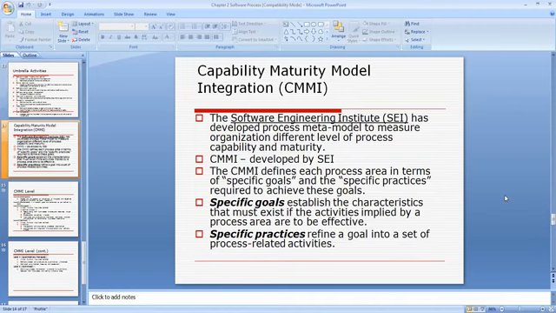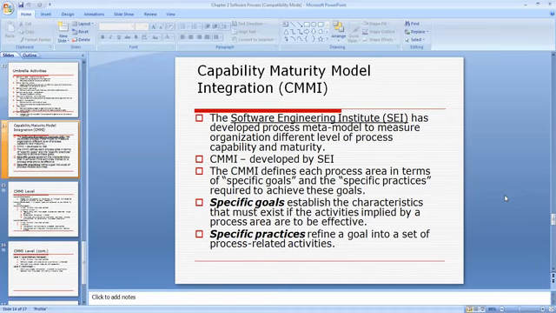The Software Engineering Institute has developed a process meta model to measure an organization's different levels of process, that is capability and maturity. Now this model is developed by the SEI. What is SEI? SEI is nothing but the Software Engineering Institute. So this model, CMMI, is developed by the SEI.